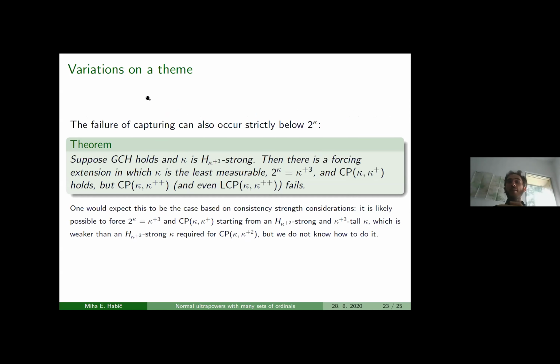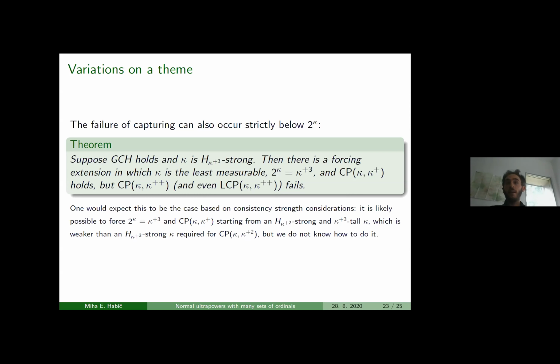If you start with GCH and kappa being H kappa plus 3 strong, then there's a forcing extension in which kappa is the least measurable. 2 to the kappa is kappa plus 3. And capturing up to kappa plus holds, but capturing at kappa double plus and even local capturing at that level fails.